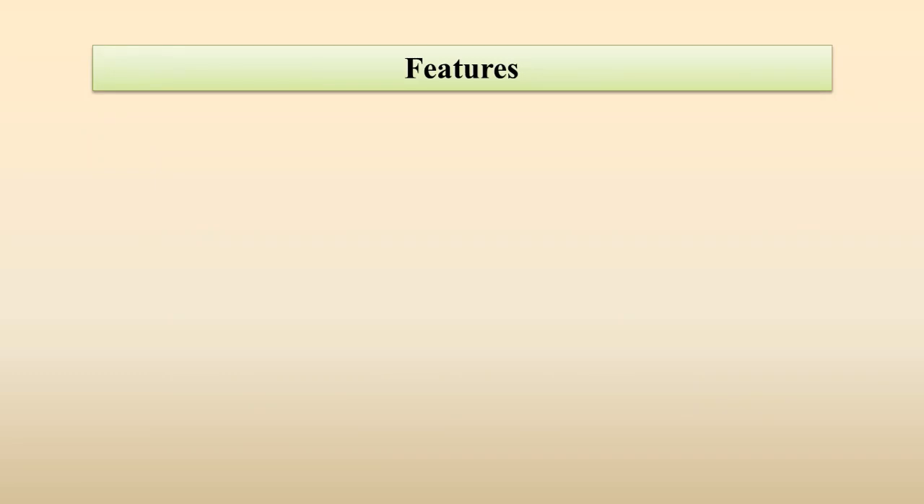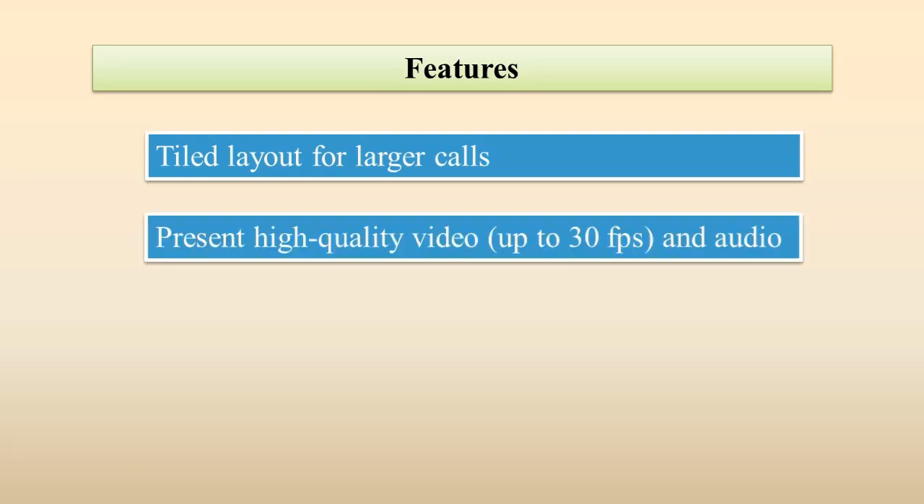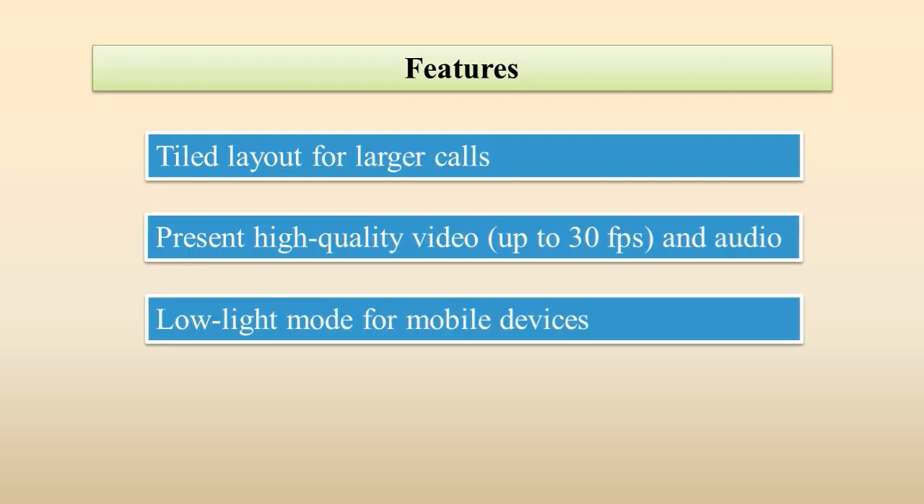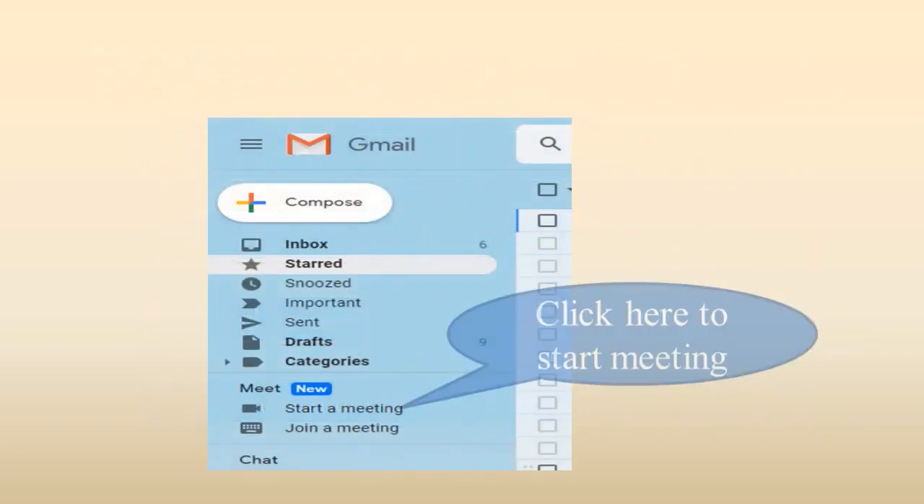Let's look at some of the special features of this application. It offers a tiled layout for large calls. It gives high quality audio and video up to 30 fps, low light mode for mobile devices, and up to 100 participants can join a meeting. To use this facility, you need a Google account and a supported web browser or the Meet mobile application. So let's see the procedure.